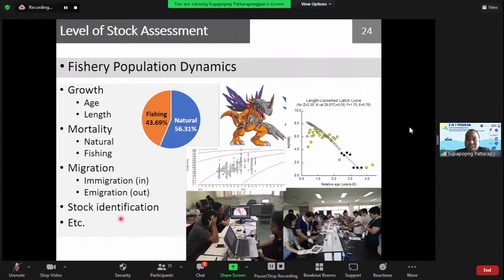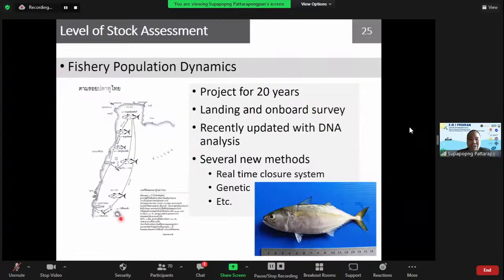And if you succeed in this level, you can have the skill to account how fish can grow, how fish can die, and how they can migrate, and you can identify the stock, which stock lives in which particular area or something like that. If you can achieve this level, you can reach the next level.